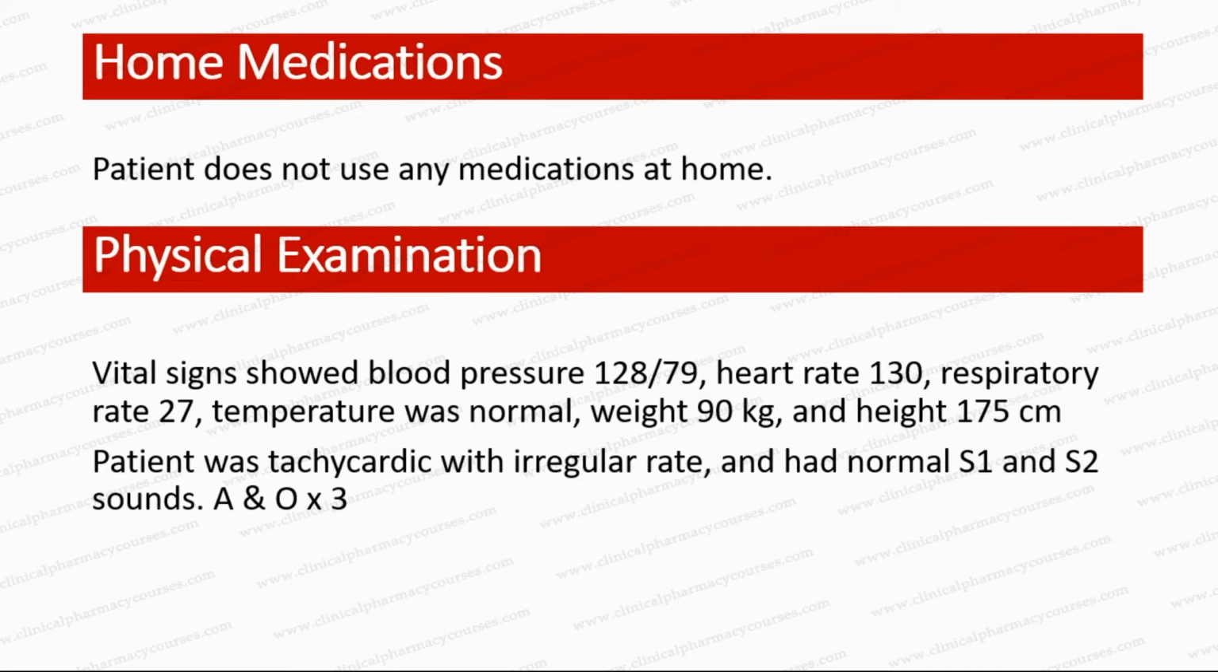Physical examination. Vital signs showed blood pressure 128/79, heart rate 130, respiratory rate 27, temperature was normal, weight 90 kilograms, and height 175 centimeters. Patient was tachycardic with irregular rate and had normal S1 and S2 sounds. A and O times 3.